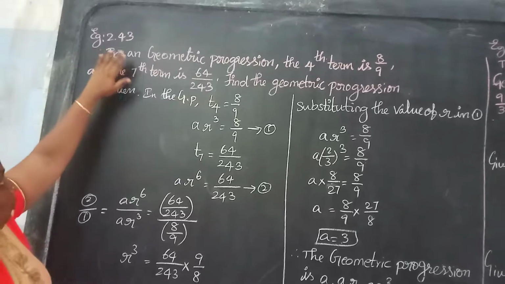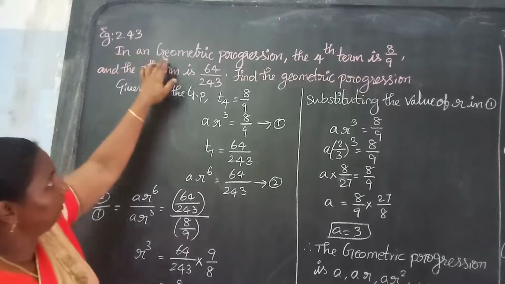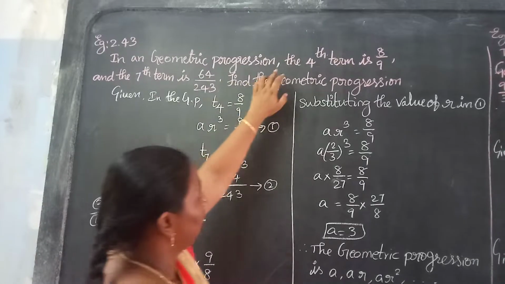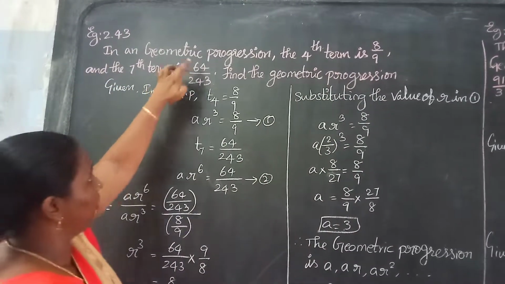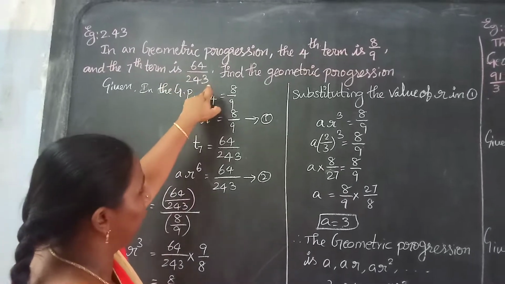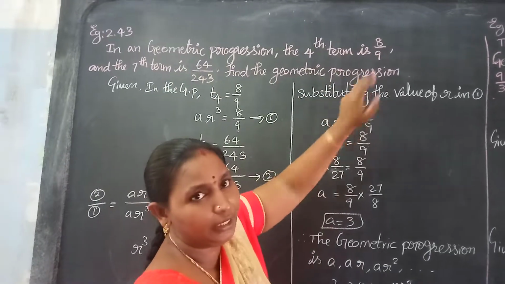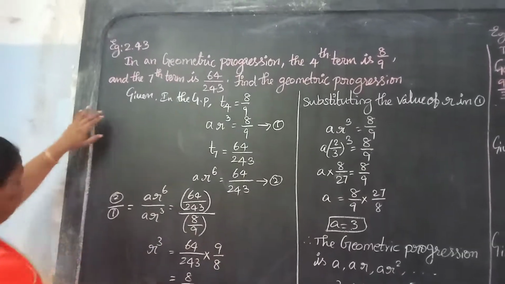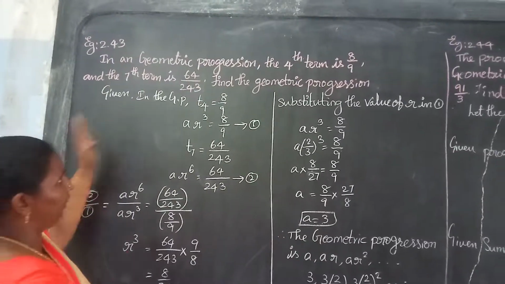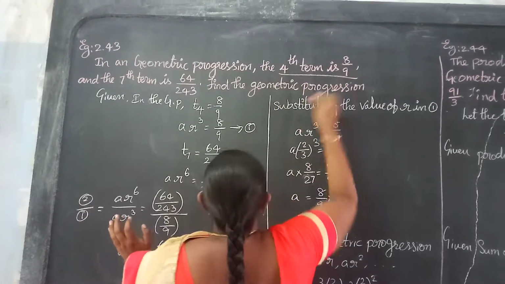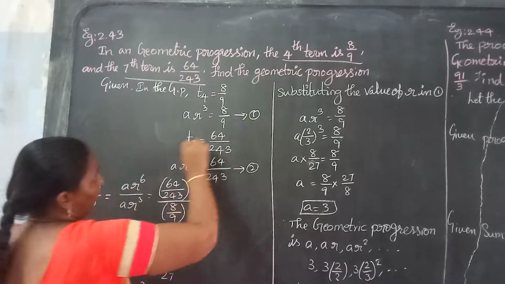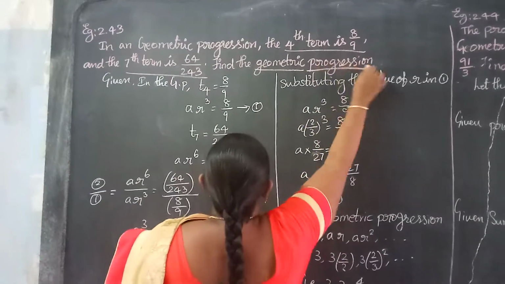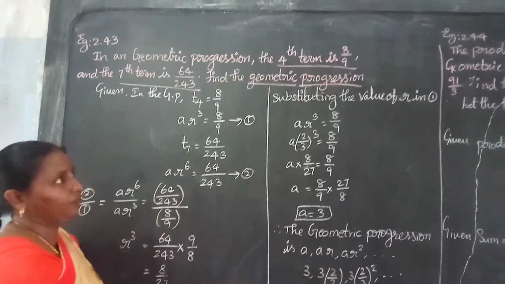So example 2.43, in a geometric progression, the fourth term is 8 by 9 and the seventh term is 64 by 243. Find the geometric progression. So given in the GP, they gave the fourth term, that is 8 by 9, and the seventh term is 64 by 243. Find the geometric progression, that is the general form of the GP.